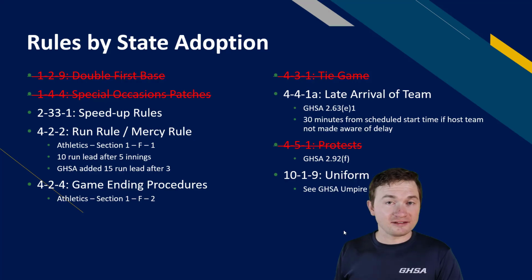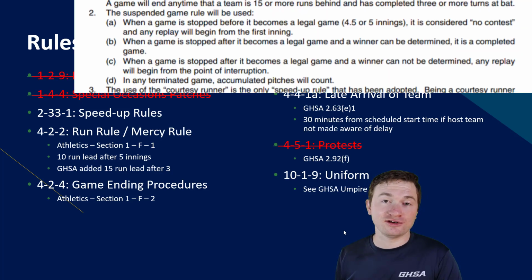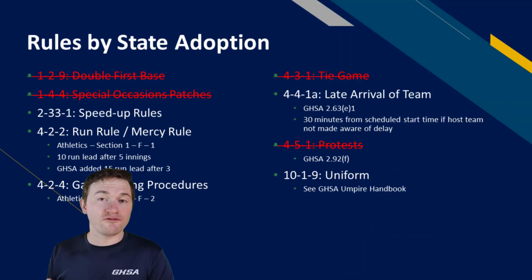The next rule by state adoption is Rule 4-2-4, which covers game-ending procedures. Now, this rule is listed right below that in the GHSA Constitution. I won't cover all of that here, but you can read it for yourselves inside of the Constitution. The next rule is Rule 4-3-1, which covers games ending in a tie. In GHSA baseball, we don't allow games to end in a tie, so you can go ahead and cross out this rule. Then we have Rule 4-4-1, which says that states can implement an automatic forfeit for teams arriving late.